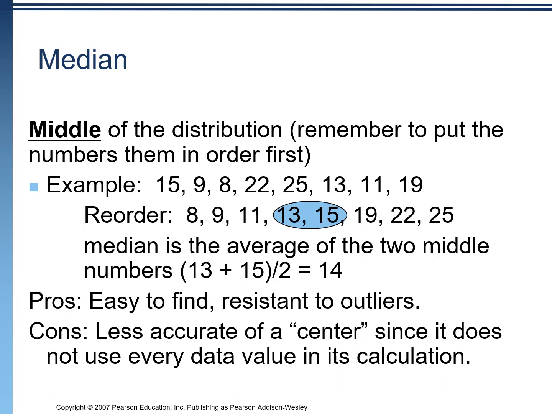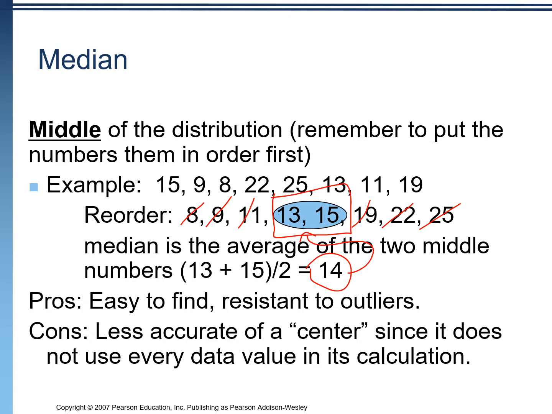Next up, we have the median, which is the middle of the distribution. Make sure you put all the numbers in order first. As an added note, the median is not necessarily the middle number because sometimes there isn't a middle number. Like in this distribution, we have 8 data values, and if we cross off one in the front, one in the back, we end up with 2 in the middle. We average those 2 in the middle to get our median. Just note 14 isn't actually in this data set, and that's okay.